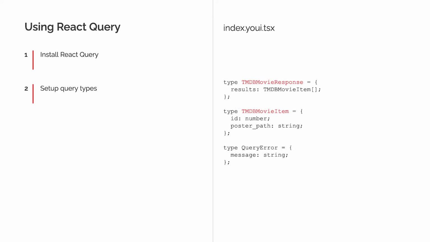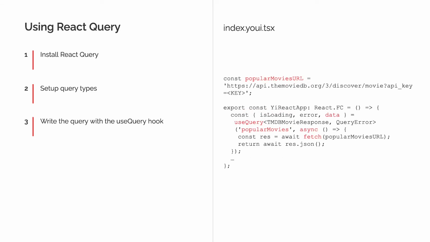Because we're using TypeScript, we need to give a type to the response that we expect from our API. In this example, we'll use the movie database, or TMDB's excellent free movie metadata API. Specifically, we'll be using the popular movies API, which returns an array of condensed items from which we want the ID, which we'll use later to get details, as well as the poster path URL fragment to show the poster as an image in a list. We'll also add a quick type for the error that we might get out of a query.